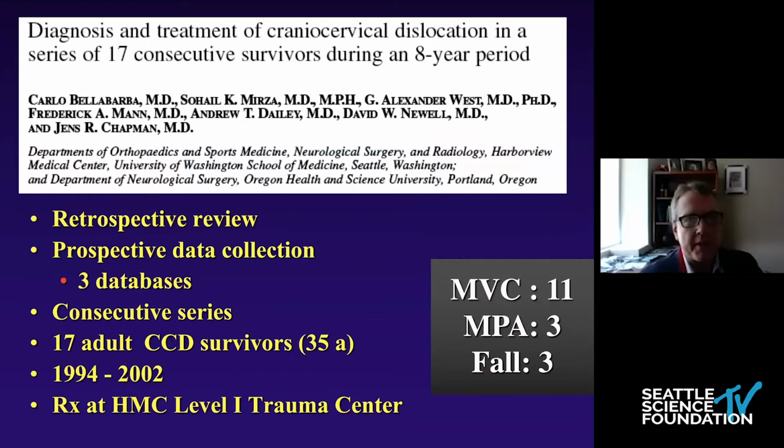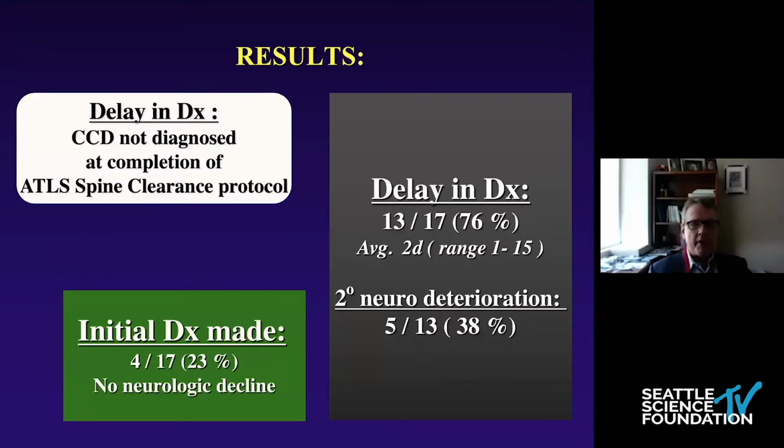Now let's look at some series from craniocervical dislocation survivors. This is a series we were all involved with from Harborview, and it had 17 adult survivors of craniocervical dislocation. Most of them were involved in high-speed motor vehicle crashes or high-speed pedestrian motor vehicle accidents. And what we found was that there was often a delay in diagnosis: 76% of the patients that we saw had a delay in diagnosis. Now, this was in the era when we just used x-rays as part of the trauma evaluation.